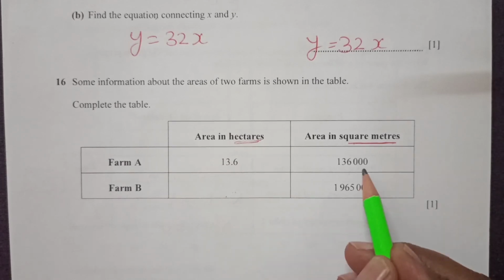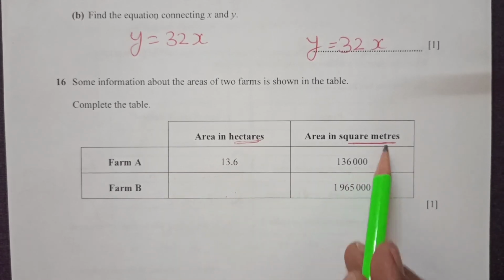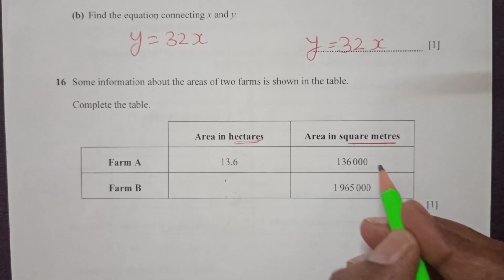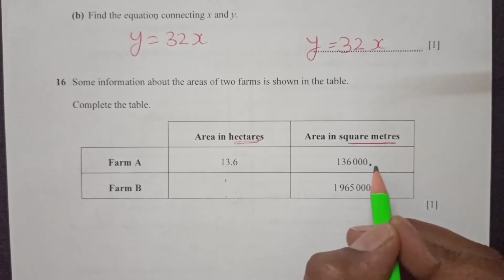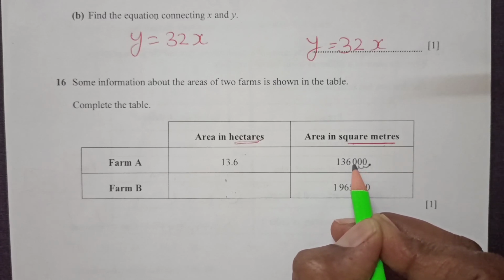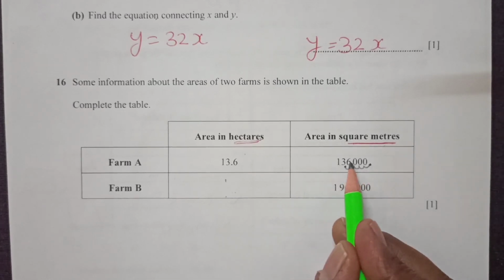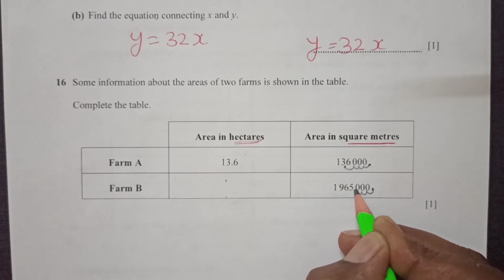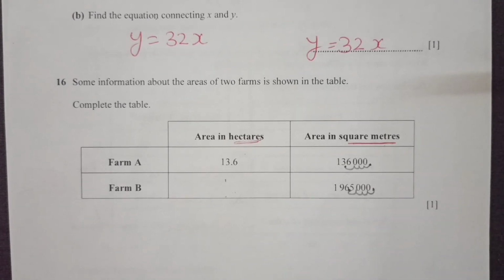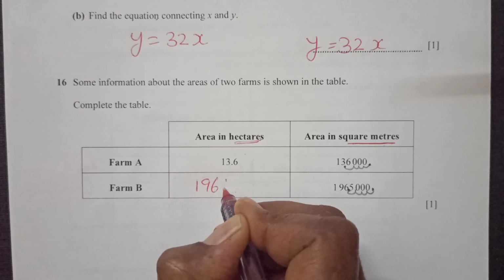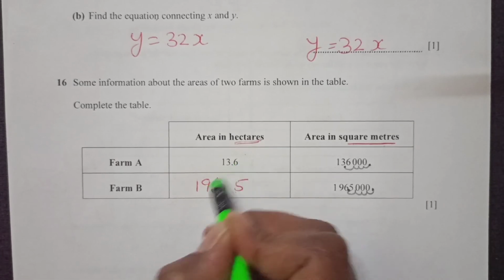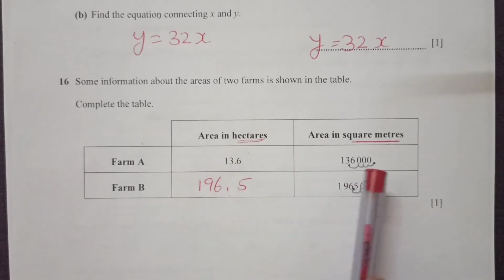If you look here, to change from square meters into hectares, the decimal comes before the 6. So let's say the decimal is here. We are going to skip how many? 1, 2, 3 and 4 decimal places. So that's why it came 13.6. We are going to do the same here. The decimal is here, 1, 2, 3 and 4. So the answer will be 196.5. So no calculations are needed here. You can directly use the method that they have done in the first part for farm A.